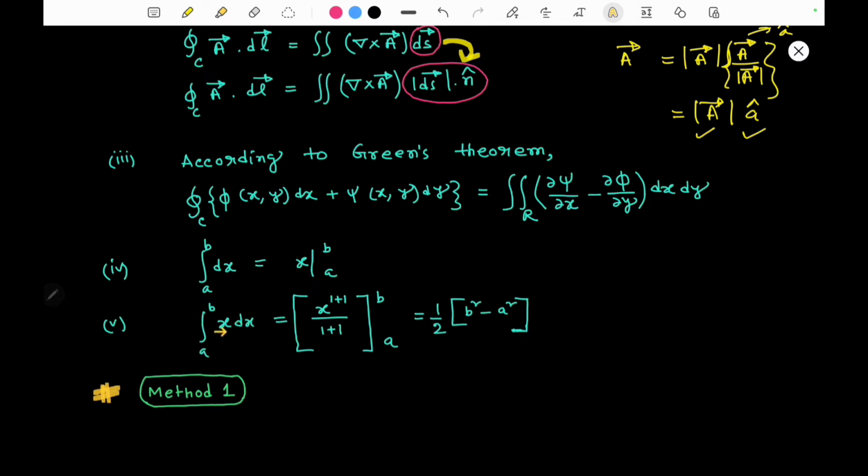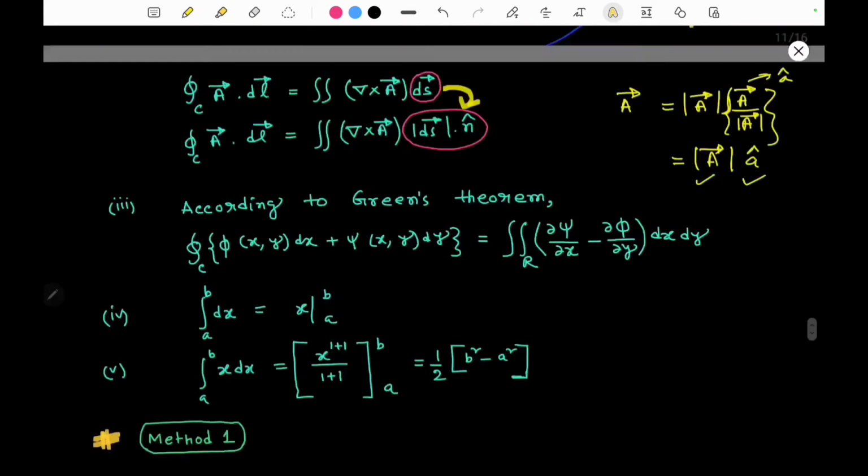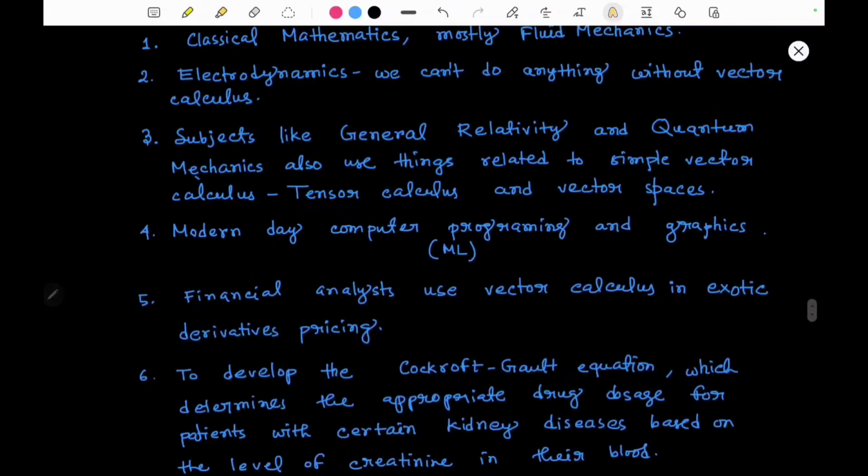You can see what is happening here. X's power is 1, so when we are integrating, we add 1 to the power, and below the line we write 1 plus 1, so we get this: half of b square minus a square. So we need to solve this question.